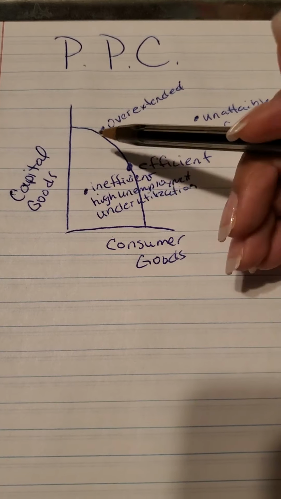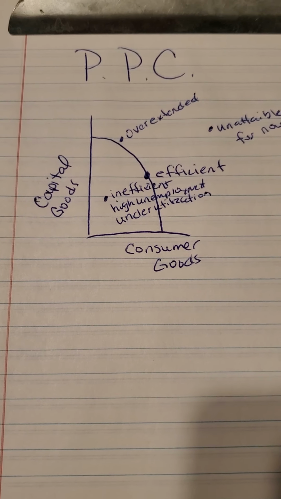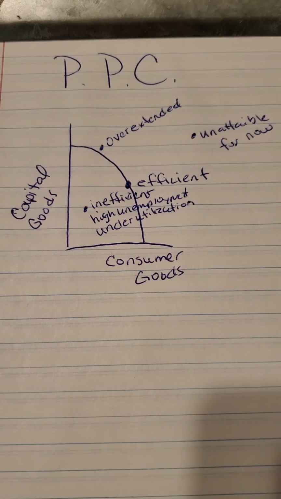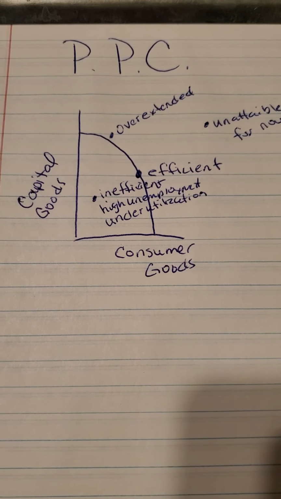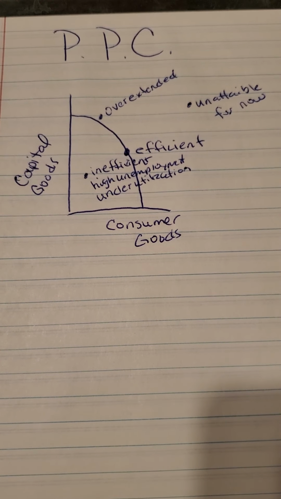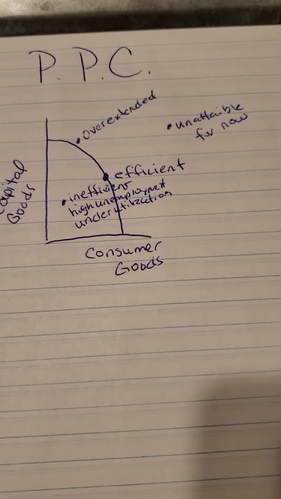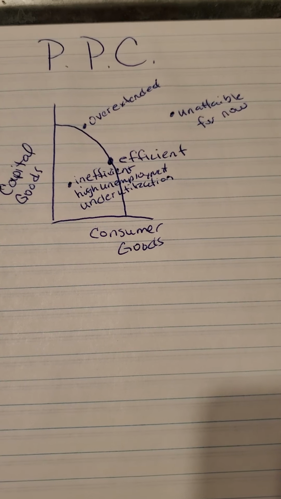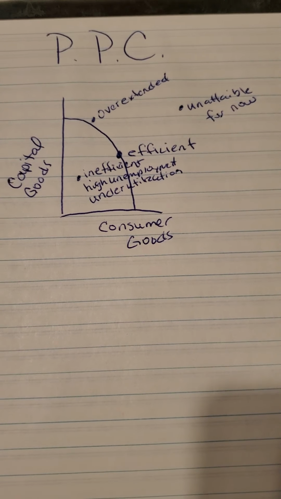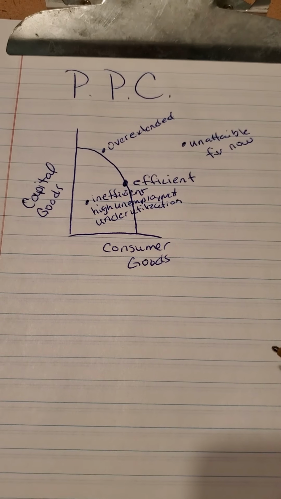And then being on the PPC is like the optimal speed, like 70 miles an hour, that's about a good speed. We're doing good. That's where we want to be. We're not going to get into any kind of trouble. And then, I don't know if we're going to keep with the car analogy, the unattainable for now would be like being able to just teleport from one place to another. We can't do that now. It's not going to happen. Anyways, sorry, got a little off track there, but that's your PPC.